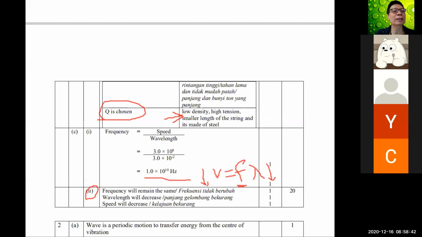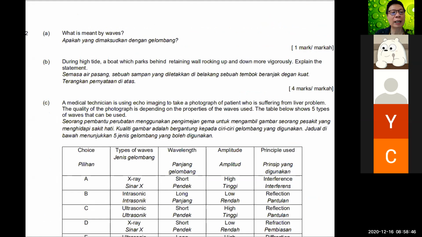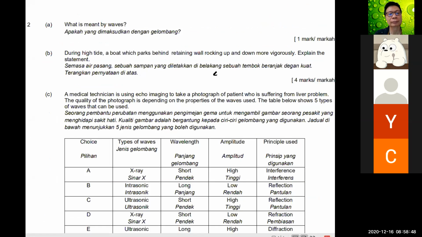All right. Next question. Question number 2. What is meant by wave? When you study this chapter, the first paragraph in your topic is mentioned already. What is the meaning of wave? Wave is a type of energy, actually. You carry the energy or transfer the energy from one place to another place. So that is called wave.